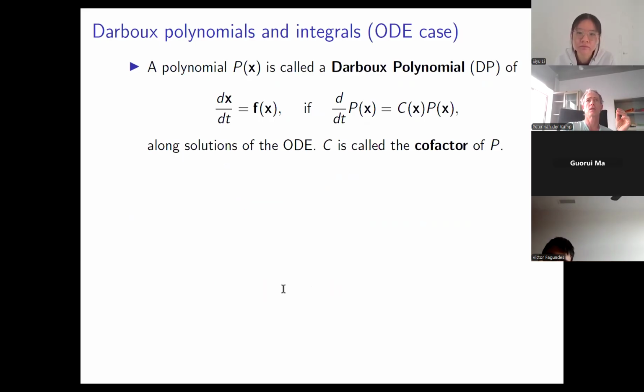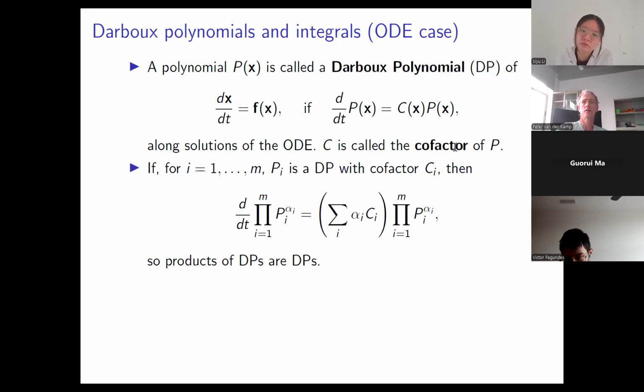Okay, so here is the theory of Darboux polynomials. A Darboux polynomial is just a polynomial, or you can even extend it to a function. But let's talk about polynomials. A polynomial such that if you take the time derivative, you get back the polynomial with some kind of factor in front of it. And this factor in front is called the cofactor of P. So it's a very simple, innocent definition.